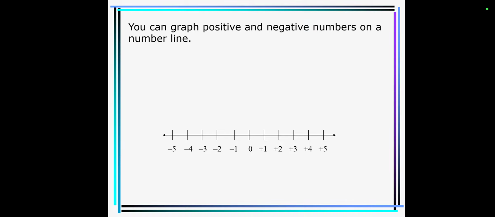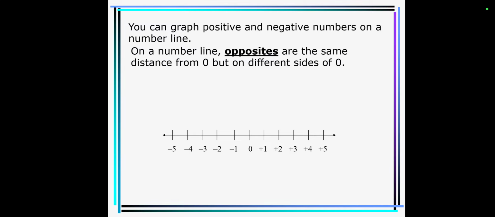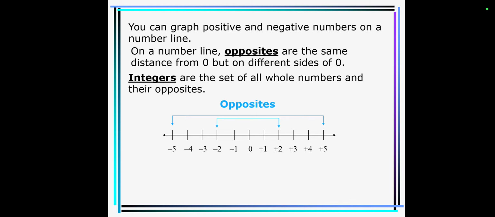You can actually graph positive and negative numbers on the number line. On a number line, opposites are the same distance from zero but on different sides of zero. The positive numbers are on the right side and the negative numbers are on the left side. Opposite means the same distance. For example, negative 5 and positive 5 have the same distance from zero, and negative 2 and positive 2 as well.